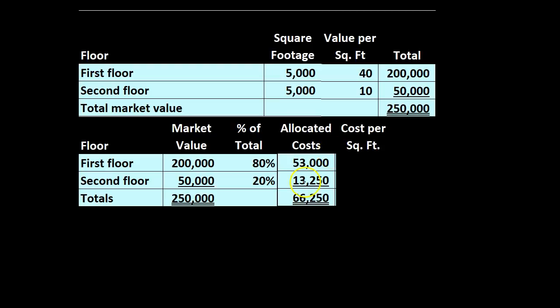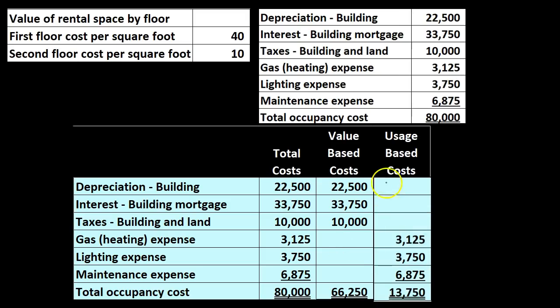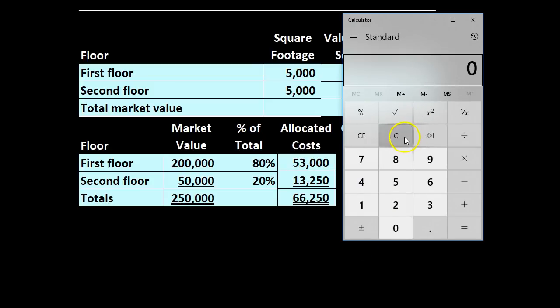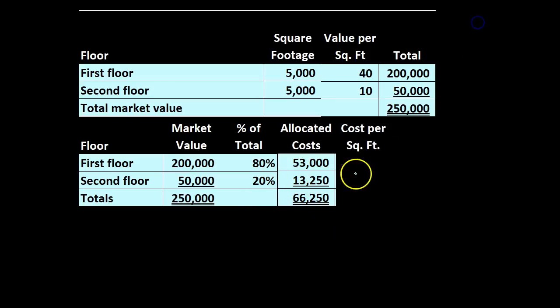And then we can take our allocated costs. So we're going to say the allocated costs, and we're picking up our value-based costs now. So the depreciation, the interest, and the taxes, we're picking up this 66,250 and applying that out based on an 80-20 basis. So we've got our 66,250 times 0.8, 80%, 53,000, 66,250 times 20%, 13,250. That adds up to the total 66,250. And we need to break that out. Now, that would be for the entire floor.